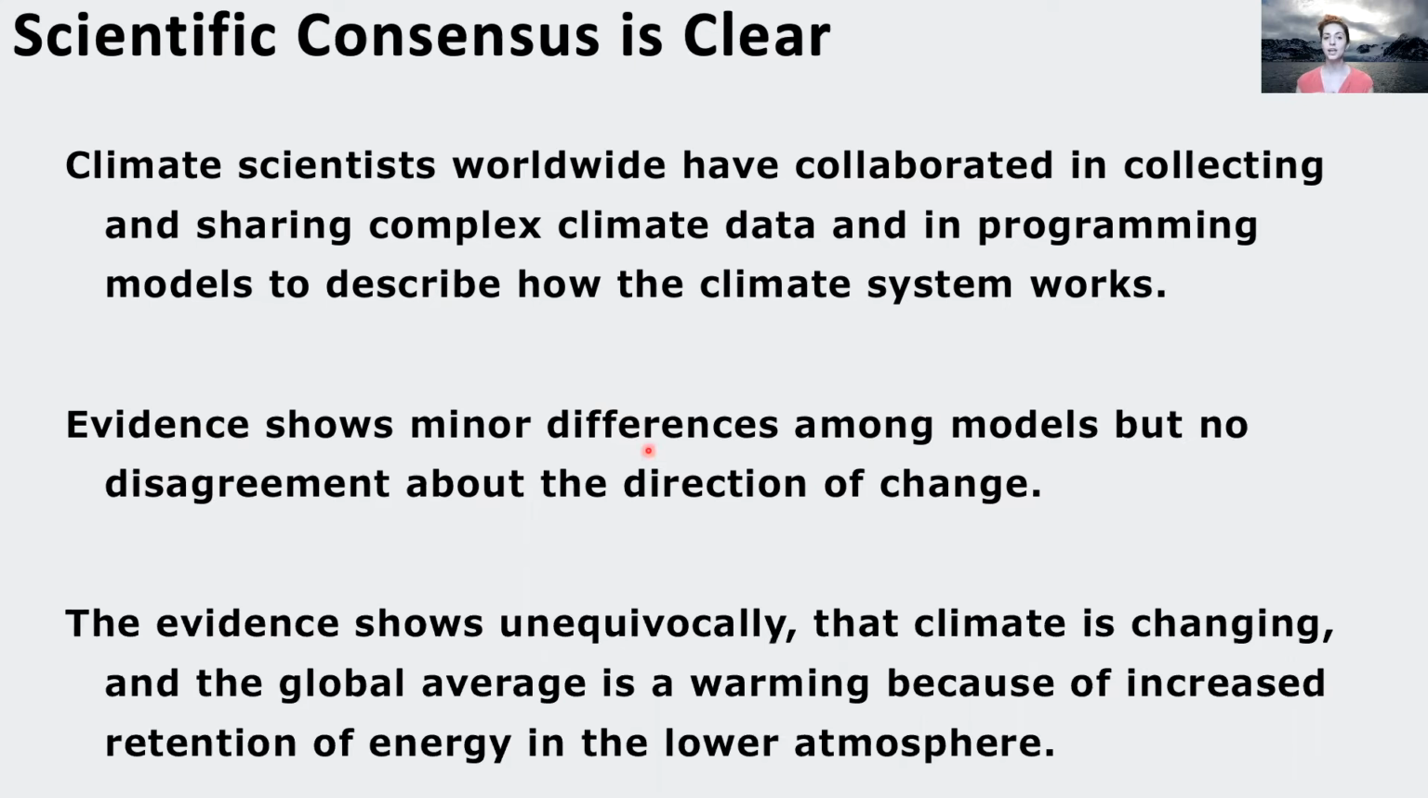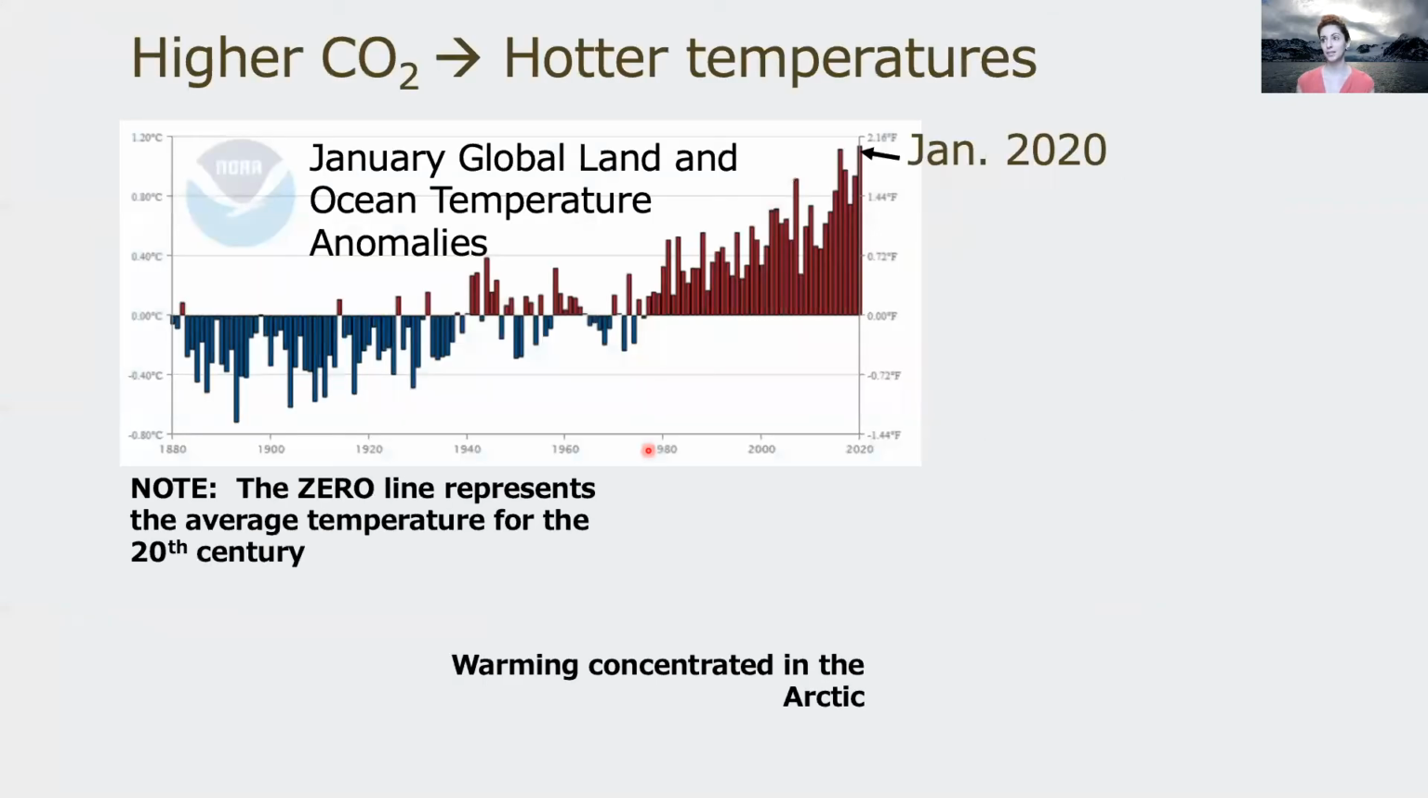So the evidence shows unequivocally and undeniably that climate is changing, and the global average is a warming trend because of increased retention of energy in the lower atmosphere, caused mainly by greenhouse gases such as CO2. So what does the data look like? We can go to some really wonderful websites like the National Oceanic and Atmospheric Administration, or NOAA, and take a look at the long-term trends.